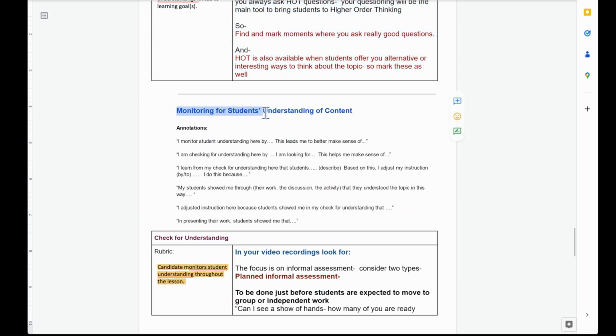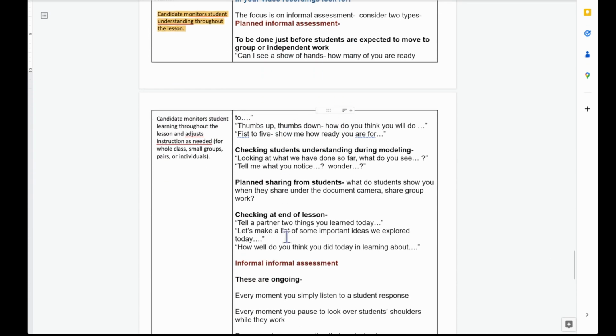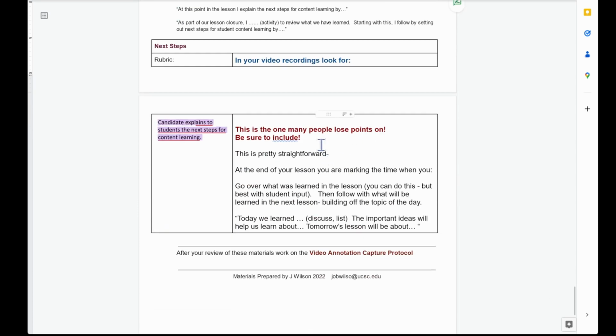Another important one is monitoring students' understanding of content. I suggest things you might look for, and also ways you might go about your teaching that will support this. And then finally, establishing next steps for students' learning of content. And things you should do, and especially with this one, many students lose points on this because they don't include it. They get to the end of the lesson and they don't leave time to set out what the next steps are for their students' learning. So make sure you do this one.